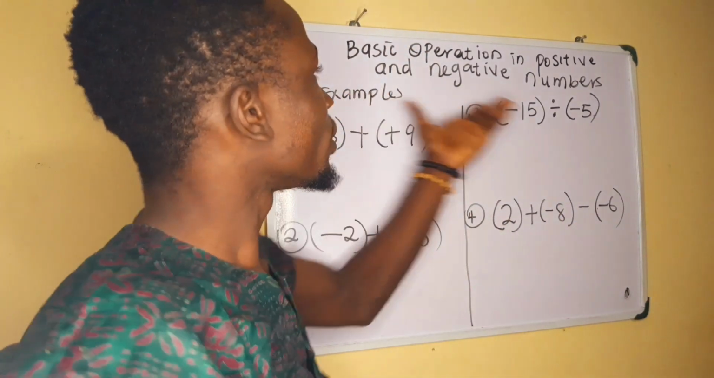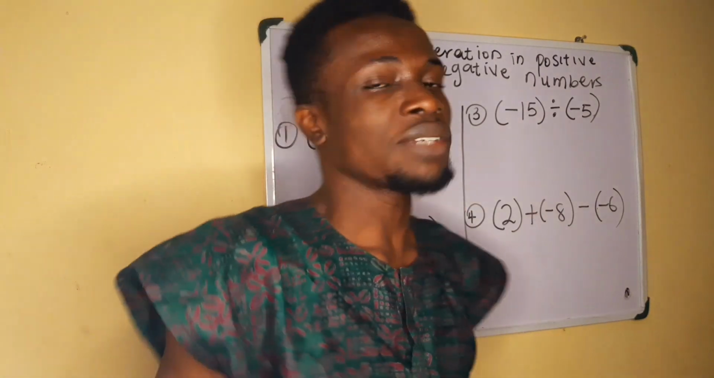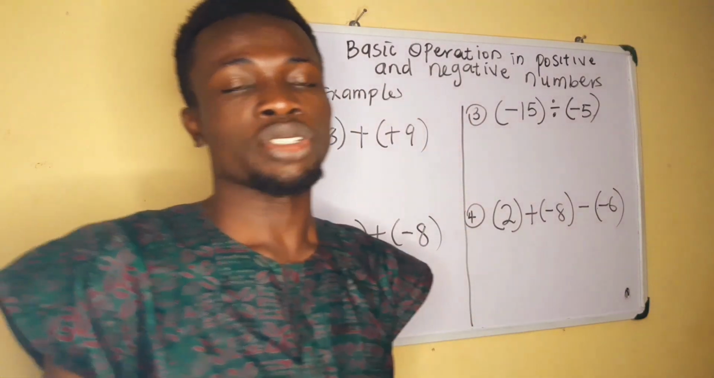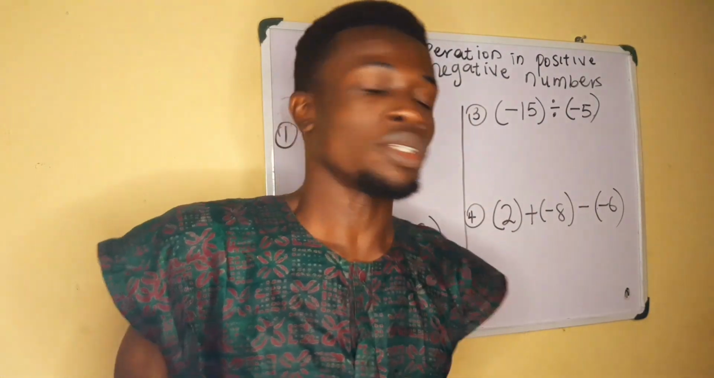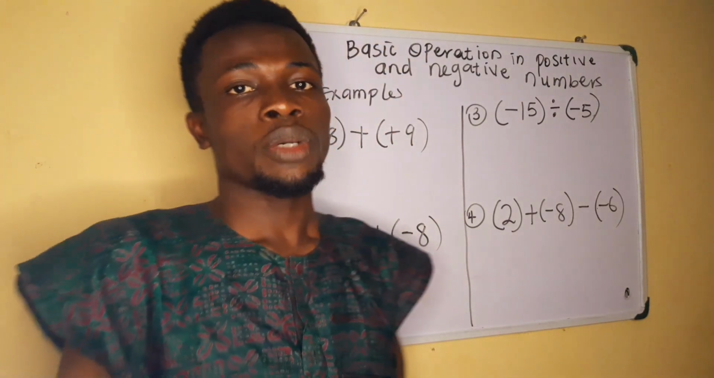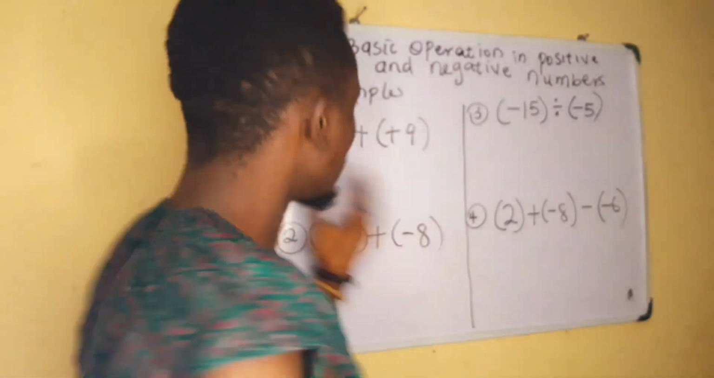Now, in today's class, we'll be discussing the basic operation in positive and negative numbers. Just like I introduced last week what positive and negative numbers are, we're going to be solving some examples there.